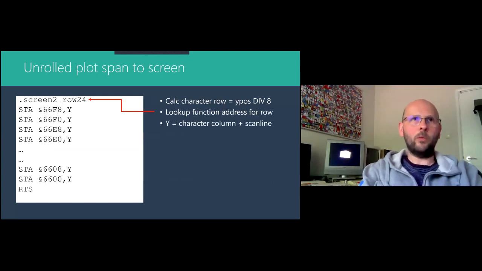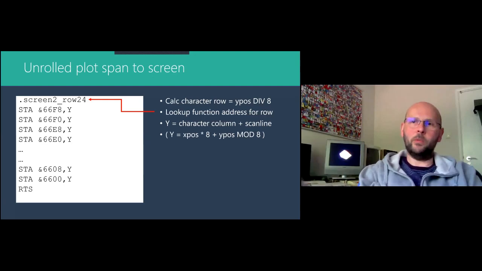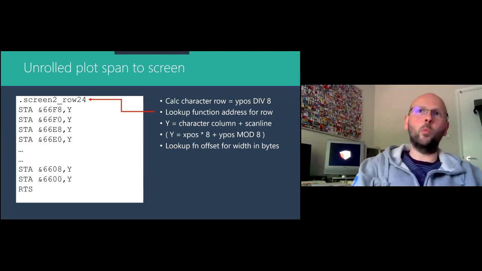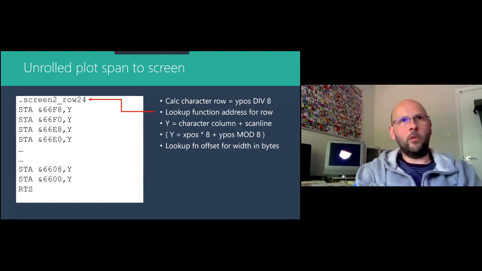We're going to make Y work extra hard. We're going to make Y be both the character column and also the scan line offset within that character row that we want to draw. This is actually just our X position times 8, because we know that we have to move by 8 bytes for each byte as we move along the screen, plus our Y position modulo 8. And then we use another cunning lookup table to work out where we need to jump into this function in order to plot the correct number of bytes.